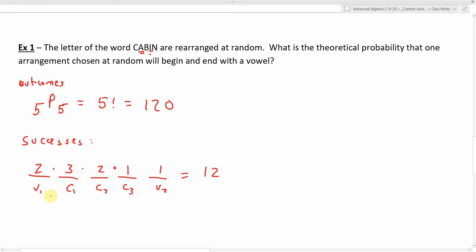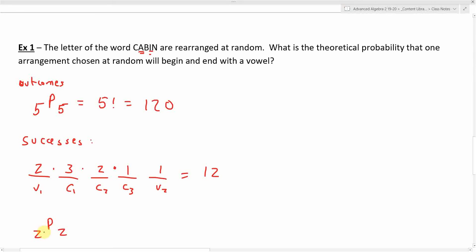Another way to think about the successes here is to say I have 2 spots available for vowels, and I have 2 vowels to fill them, and each different arrangement of vowels is a different success. That is to say, if I have A in the first spot and I in the last spot, that's a different version of success from I in the first spot and A in the last spot. Since we're talking about arrangements, there are 2 different ways of arranging my vowels that would be successful.